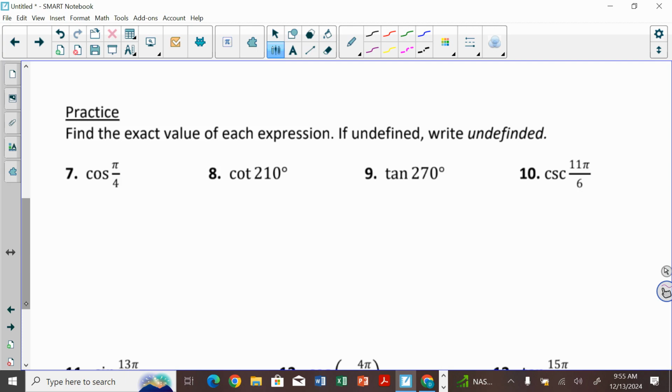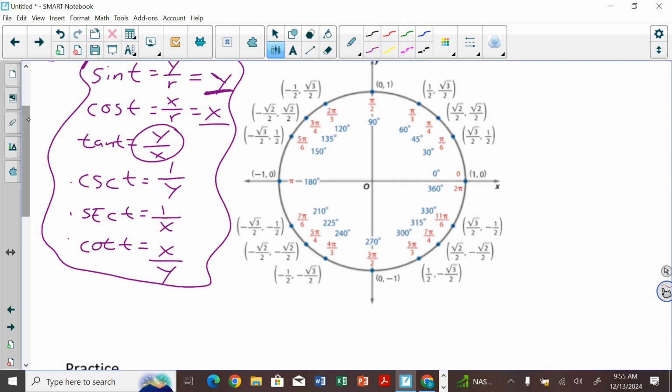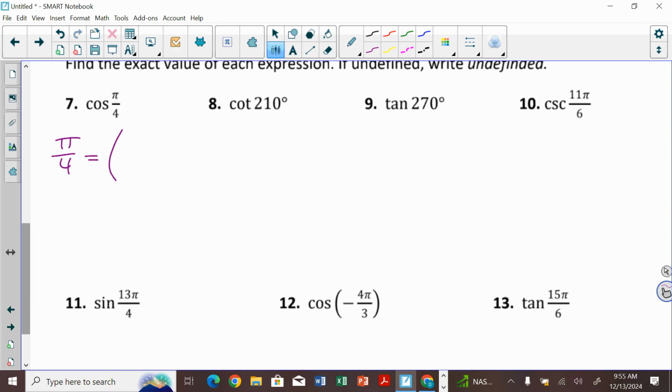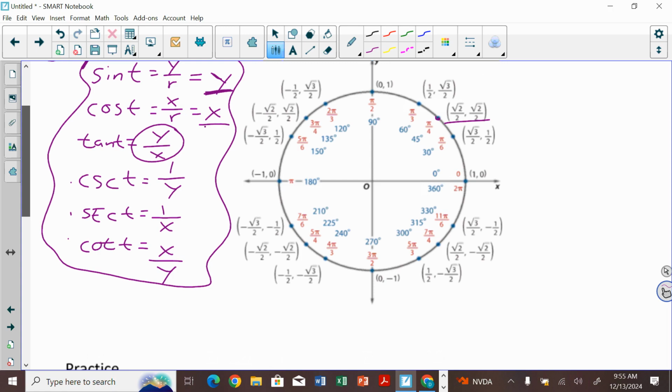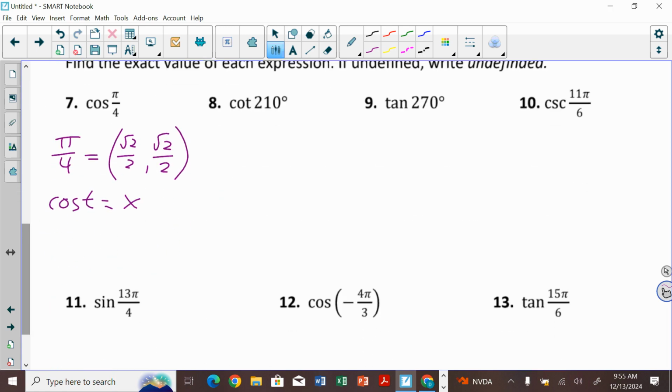All right, so pi over 4. Let's look at pi over 4 on the unit circle. If I find that value on the unit circle, here it is, pi over 4. So here's the point that I'm dealing with: square root of 2 over 2, square root of 2 over 2. So pi over 4 equals the square root of 2 over 2, comma, square root of 2 over 2. Now, since we're dealing with cosine, and we said cosine is just x, I'm just looking at this piece right here, and I know that cosine of pi over 4 is equal to square root of 2 over 2. Okay, so just using that chart.